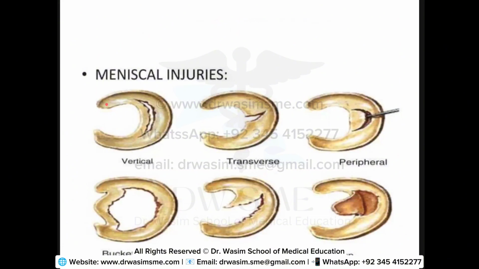So menisci are a C-shaped structure. These are the visualizations of certain types of injuries. It can have a vertical injury, a transverse injury, or a peripheral flap injury, or a bucket handle injury, and a parrot beak. Out of these, the bucket handle injury is very important for the MCQs.